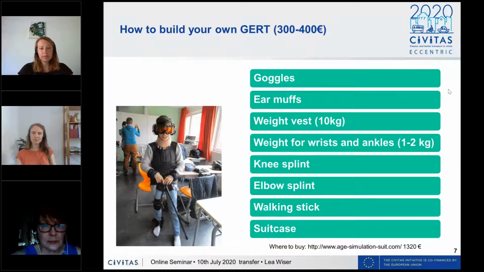And you can buy this, it's called GERT. This is a short abbreviation of gerontologic simulator. You can buy the GERT on the internet for over 1,000 euros, but we just bought all the components by ourselves, and then it's around 300 to 400 euros.